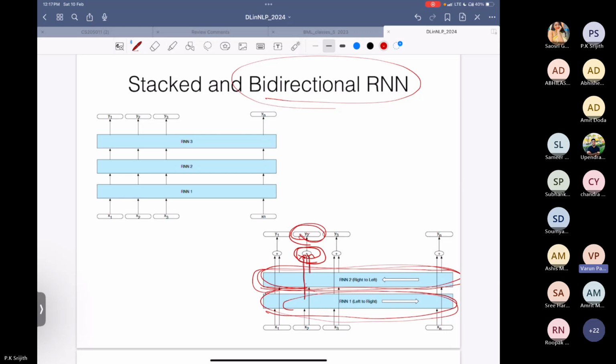And sir, in bidirectional RNN, the initial vector representation of words remains the same in both directions. Right. Yes.